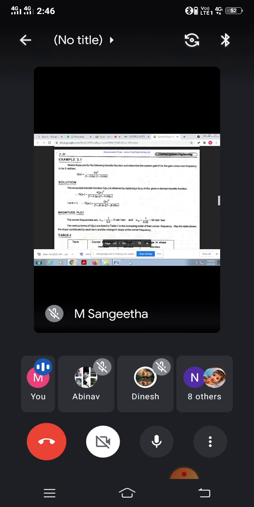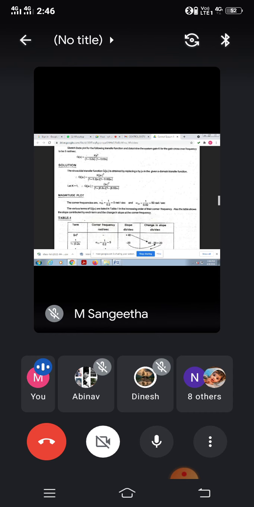Okay, look at this. S = jω. The second step is, if K is present, you just put K = 1 and cross it out. So G(jω) = K is 1, no need to put. So (jω)² / ((1 + j·0.2ω)(1 + j·0.02ω)). These two steps are basic steps to solve these Bode plot equations.